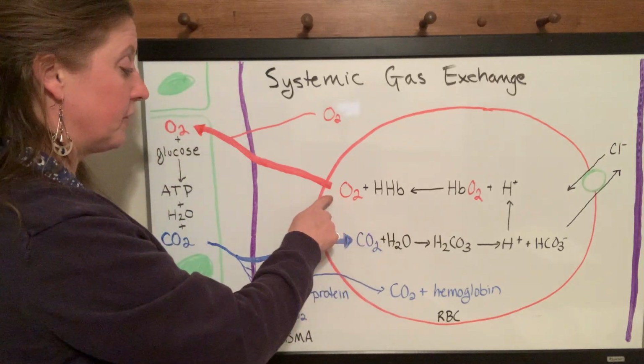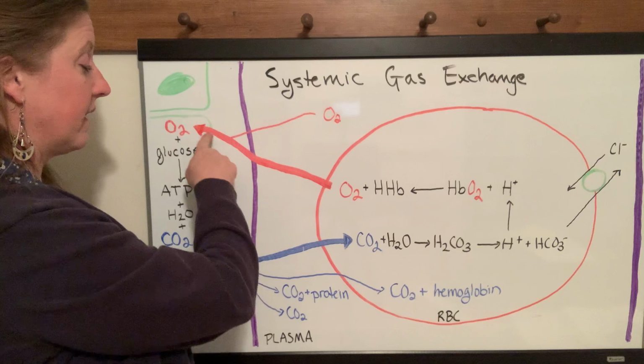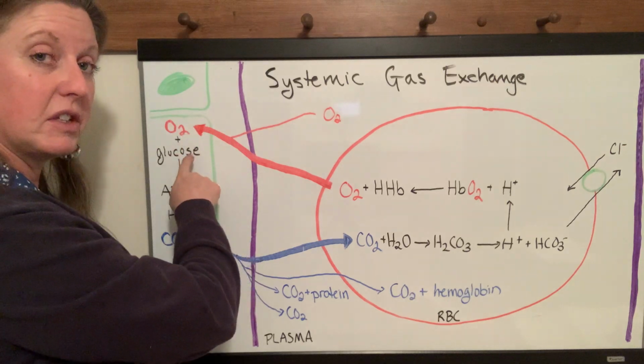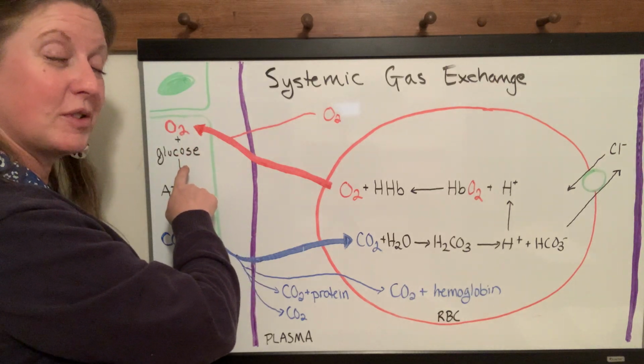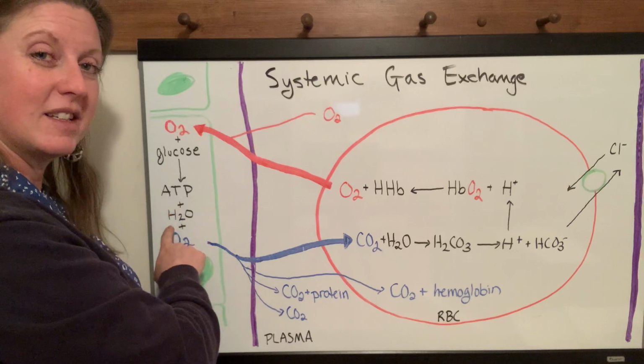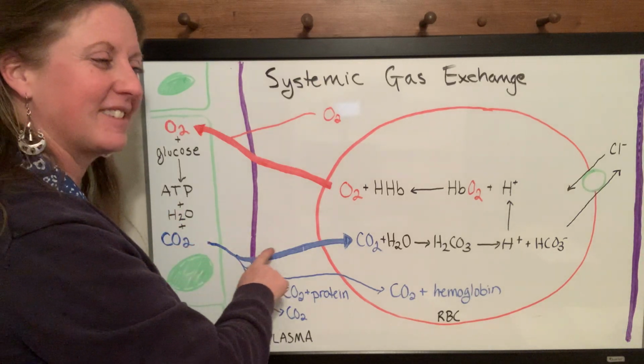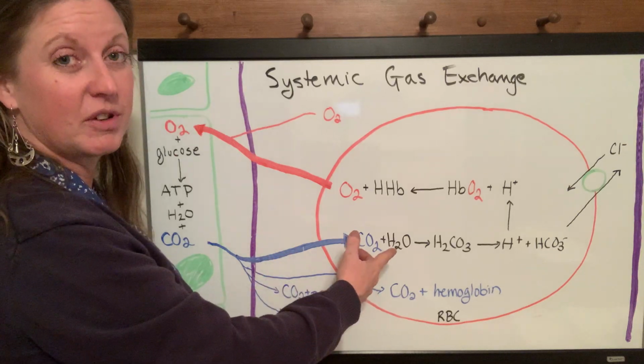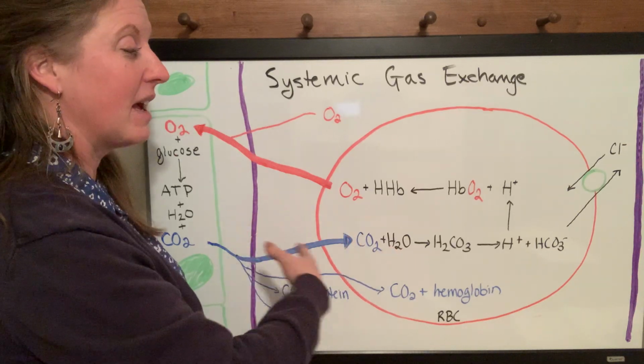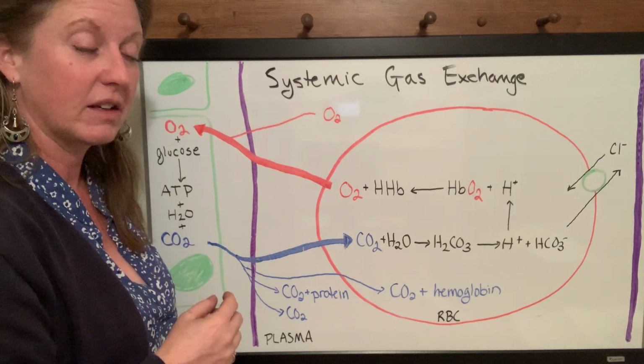The oxygen diffuses out of the red blood cell and goes into the respiring tissue, where it is used to break down glucose, produce ATP and water, and carbon dioxide goes back into the next red blood cell and helps to drive the release of oxygen.